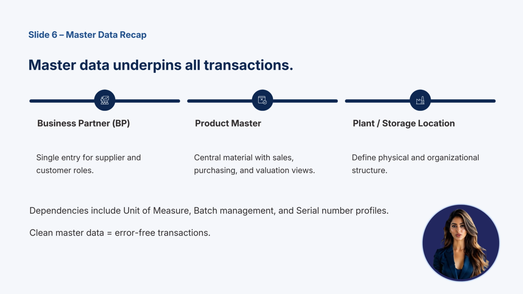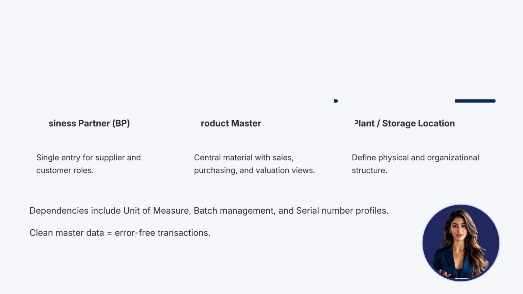Master Data Recap. Master data is the DNA of every process. The business partner serves as the single source for suppliers and customers. Product Master defines materials across logistics and finance views. Plants and storage locations represent your organizational structure. Dependencies like batches, serials, and units of measure control how stock behaves in each transaction. Good master data equals system stability.